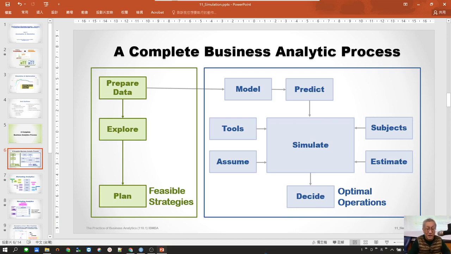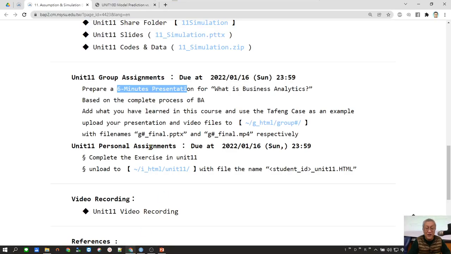Okay, and I want you, based on the slides that I just showed you, to add what you have learned in this course. Try to annotate the slides with what you have learned in this course, and use the Tafan case as an example, right? Okay.